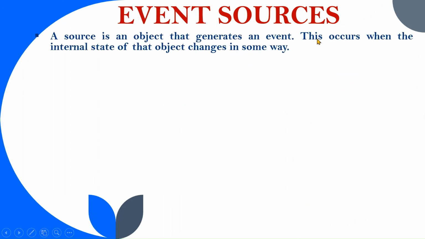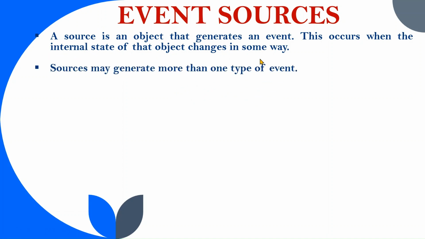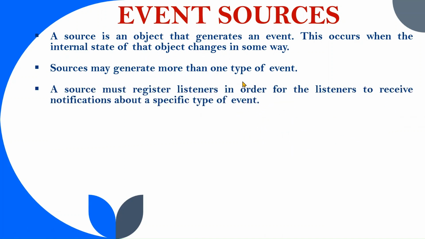Then coming to the event sources. A source is an object that generates an event. Suppose a button, if I click a button, action event is generated. Now the button is called a source. This occurs when the internal state of the object changes in some way. Like if I take a checkbox and I click that, you get a check mark there. So the status of the checkbox is changed, right? Sources may generate more than one type of event. If you see the list box, for a list item, if you double click, action event is generated. If you go for single click, item event is generated. So one source, more than one type of event.